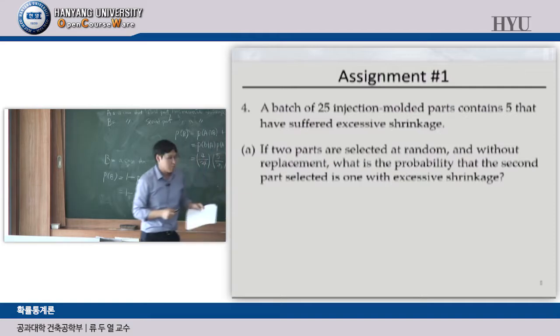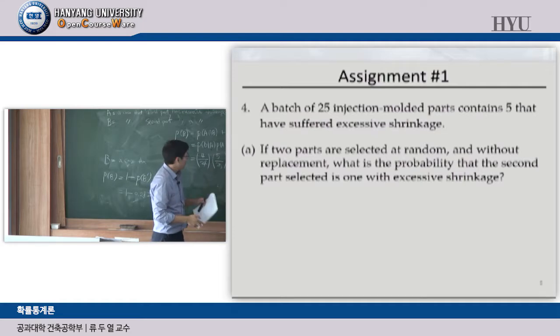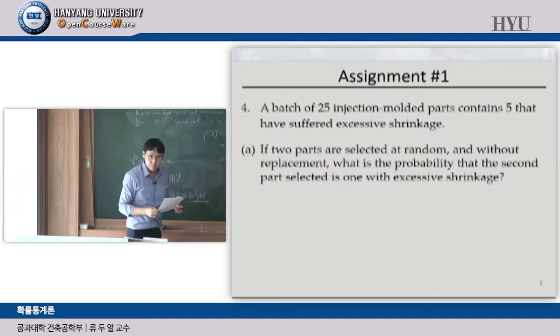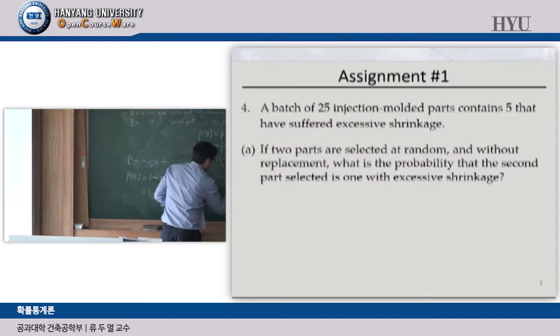And what about the conditional probability of B given A prime? There will be 5 over 24. Right? And what is the probability of A prime? There will be 20 over 25. Okay? So the answer will be 0.2.